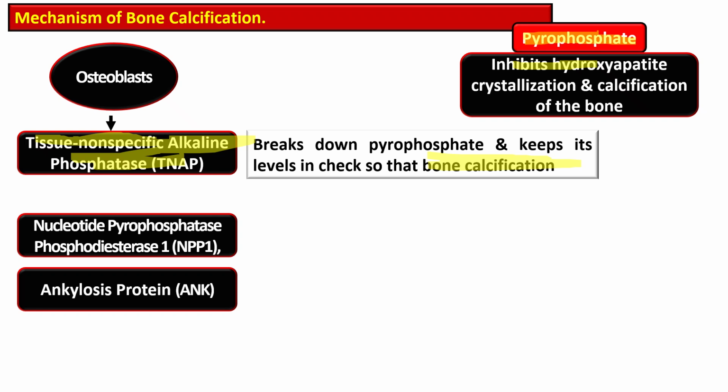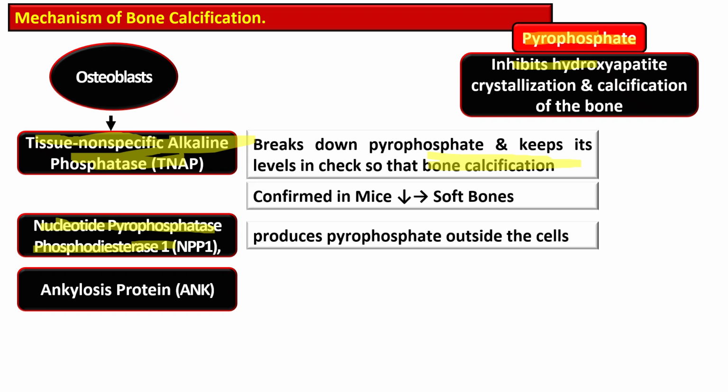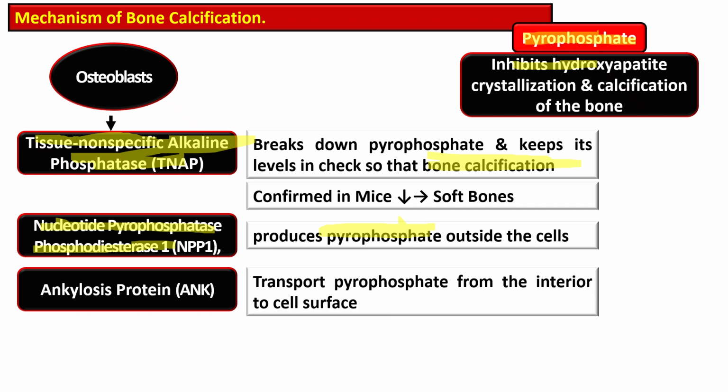Then there is nucleotide pyrophosphatase phosphodiesterase, NPP1. Its role is to generate extracellular pyrophosphate. So the result is pyrophosphate formation outside the cell. So this inhibits calcification, and deficiency leads to too little pyrophosphate. This too little pyrophosphate will lead to excessive bone calcification or formation of bone spurs.